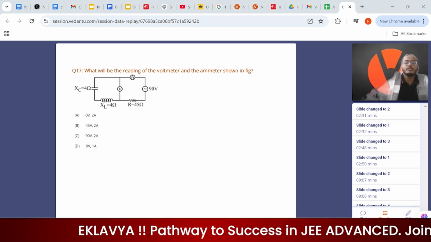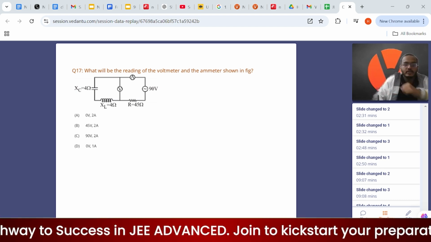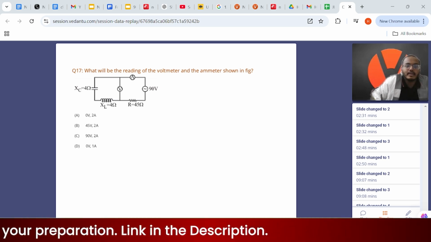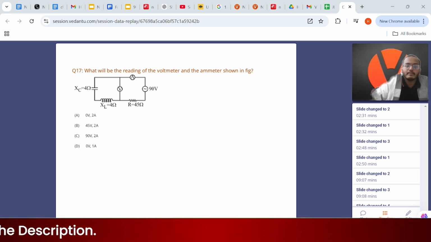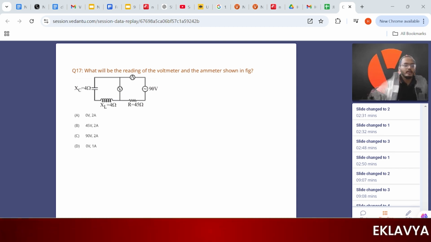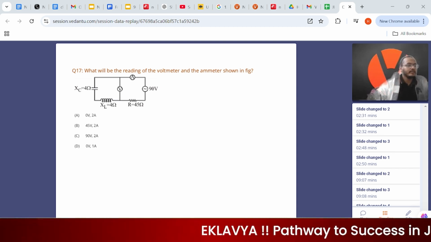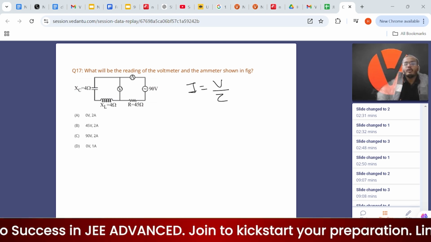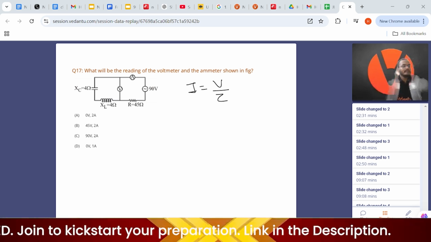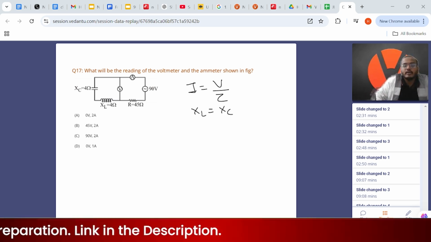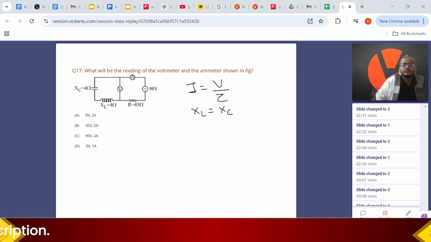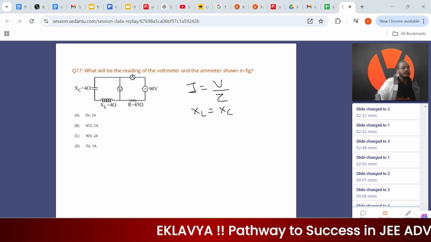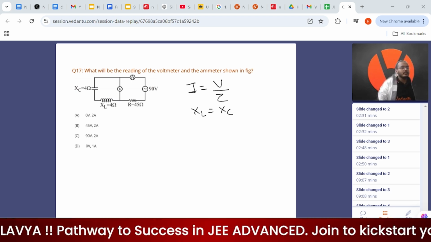Now, the second question. What will be the reading of the voltmeter and the ammeter as shown in the figure? See, XC is given here, XL is given here, and R is given. XL is for the inductor, XC is for the capacitor, and the 90-volt value is given here. So current will be simply voltage divided by the impedance. Now XL and XC are equal here, which means this circuit is in resonance.